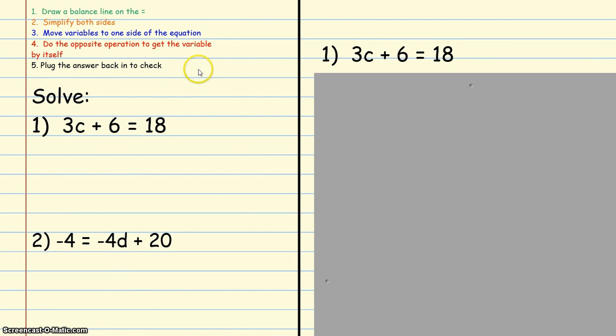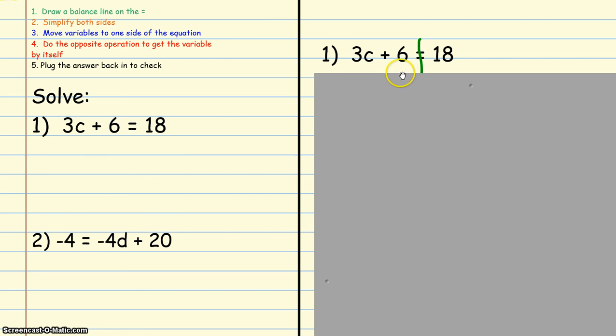Now I've copied these steps onto this screen, but you don't need to write them down again. I just put them there as a reference for me. Alright, problem number 1. We have the equation 3c plus 6 equals 18. Alright, step number 1, we're going to draw the balance line. Here's our equal sign, we're going to draw our balance line right down the middle.